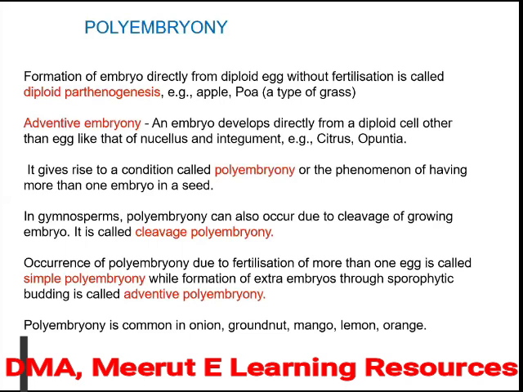Got it? Now, in gymnosperms, polyembryony can also occur due to cleavage of the growing embryo. This is called cleavage polyembryony. So, occurrence of polyembryony due to fertilization of more than one egg is called simple polyembryony, while formation of extra embryos through sporophytic budding is called adventive polyembryony. Polyembryony is common in onion, groundnut, mango, lemon, orange, etc.